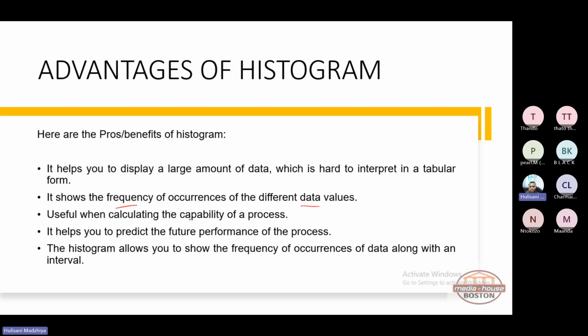the frequency of occurrence of different data values, and is useful when calculating. Sorry, that's the advantage of the histogram. It's useful when calculating the capability of a process. It helps to predict future performance of the process. The histogram allows you to show the frequency of occurrence of data along with an interval.